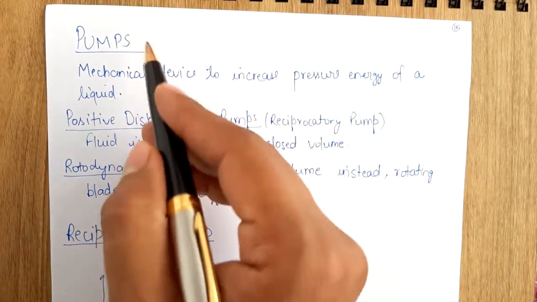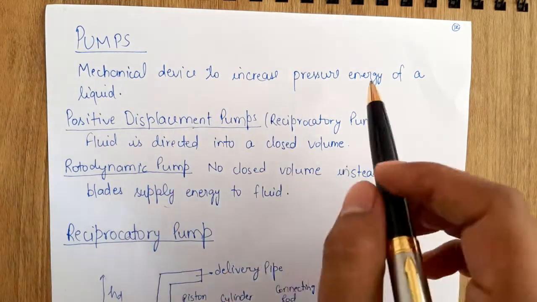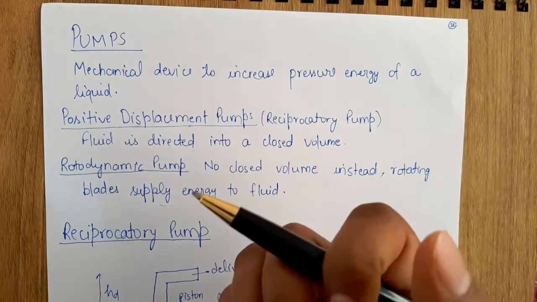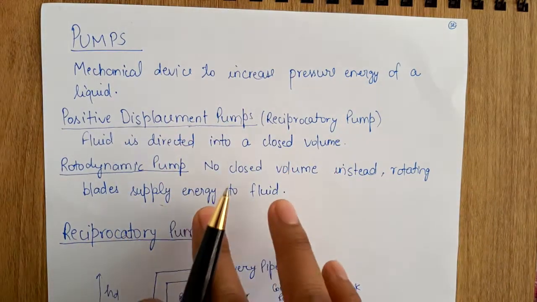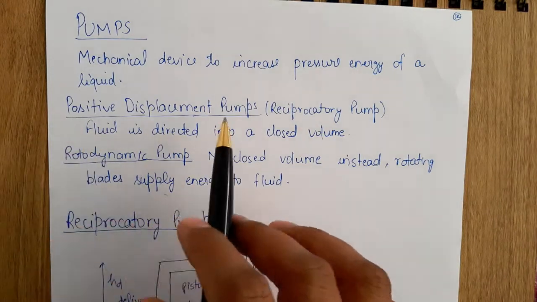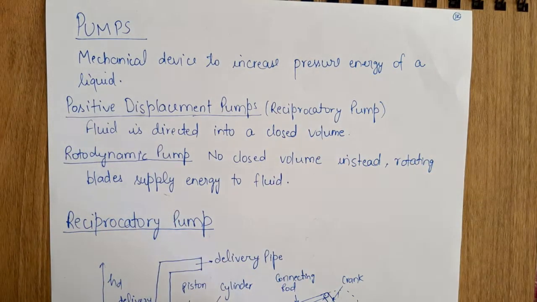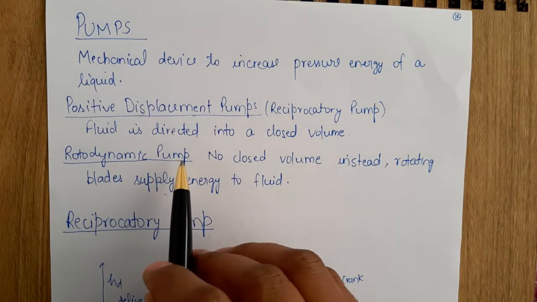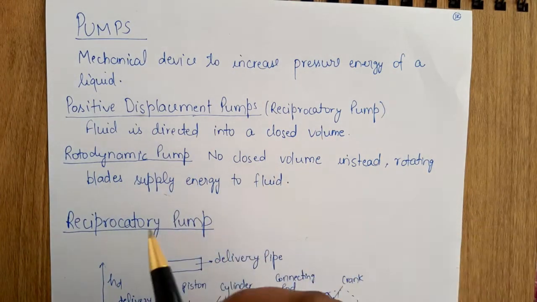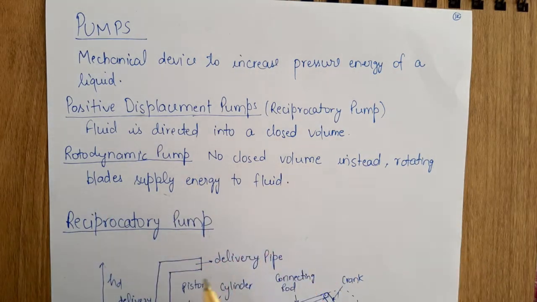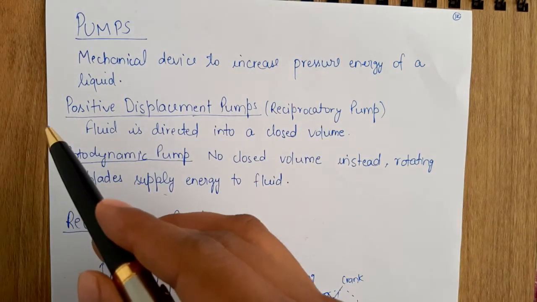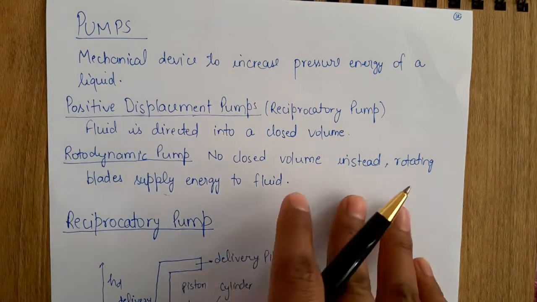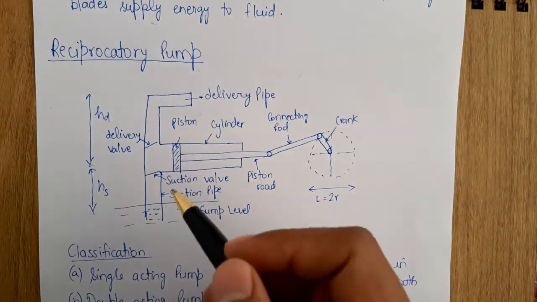After turbines, now we will shift to pumps. Pumps are mechanical devices to increase the pressure energy of a liquid. Through this pressure energy, we can take out water from any reservoir or some unit of the water. Now positive displacement pumps are reciprocating pumps. In these the fluid is directed into a closed volume, and in the rotodynamic pump there is no closed volume. Instead, a rotating blade supplies energy to the fluid. So positive displacement pumps are of the type of the hand pump, and rotodynamic pumps are of the pumping set arrangement. Now the reciprocating pump, in which we can see that there is a suction arrangement.